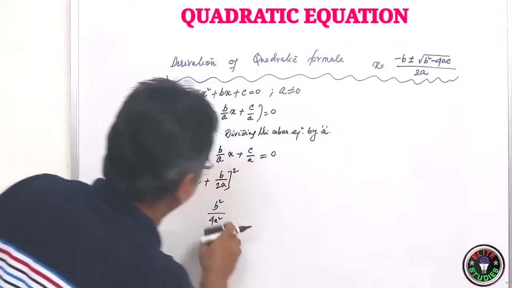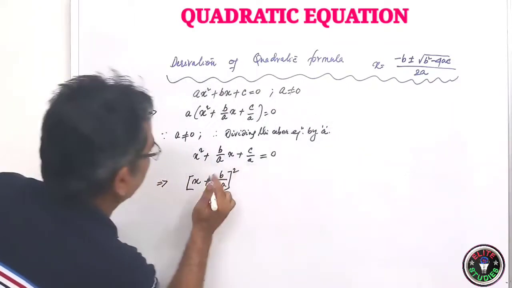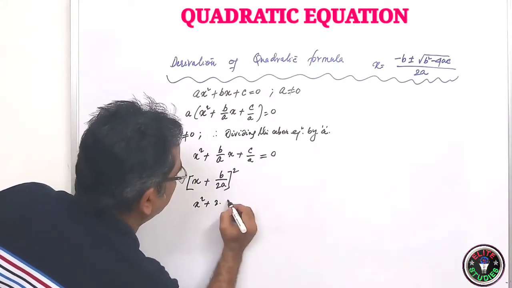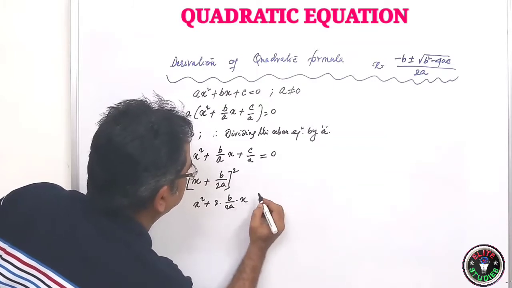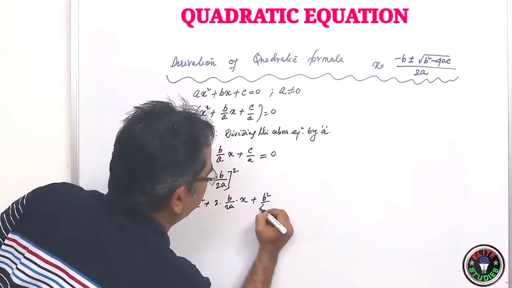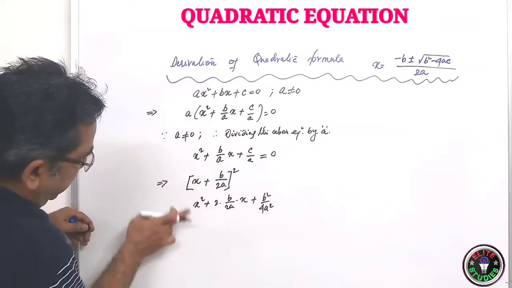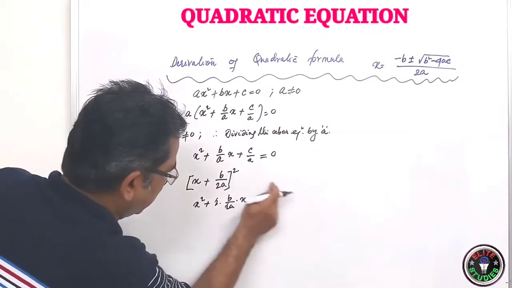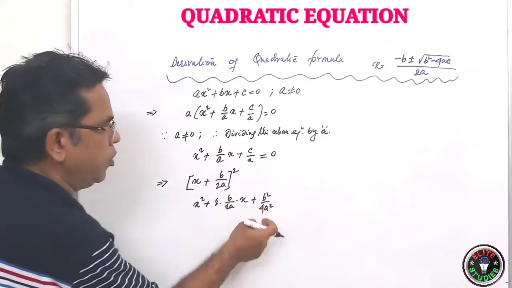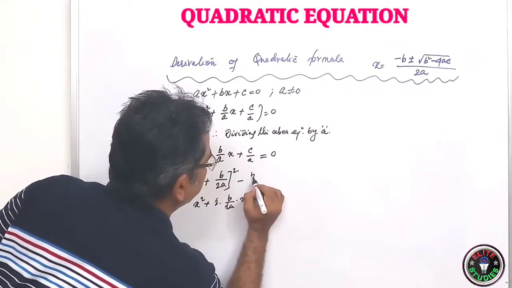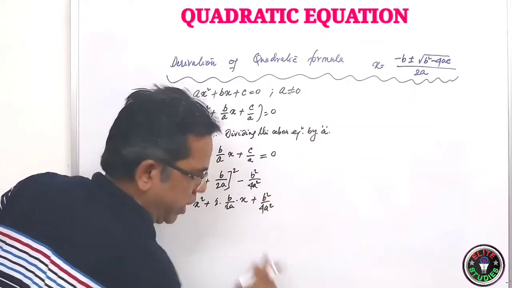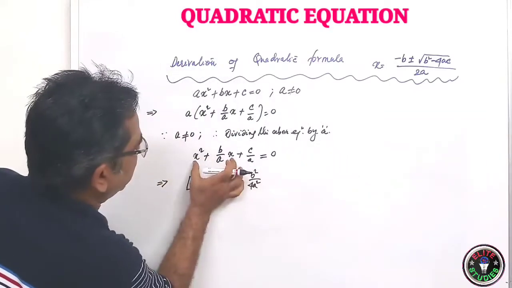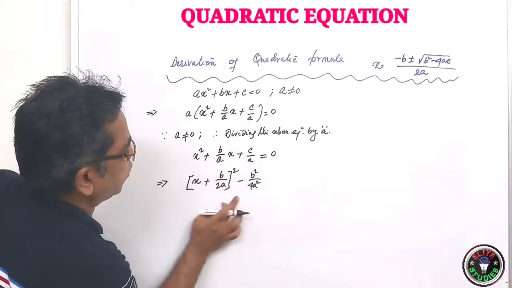You open it, then it will be very easy. Actually, you are writing this into this. If you open it, it will be x square plus 2 into b by 2a into x plus b square by 4a square. Now see here, this 2 cancels out. So x square is okay, b by a x is okay, but this is the additional term. So how to remove this? Very simple. You just minus b square by 4a square. Finish. So now this whole thing has been converted by completing the square.